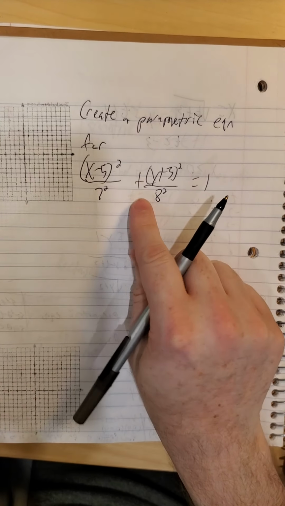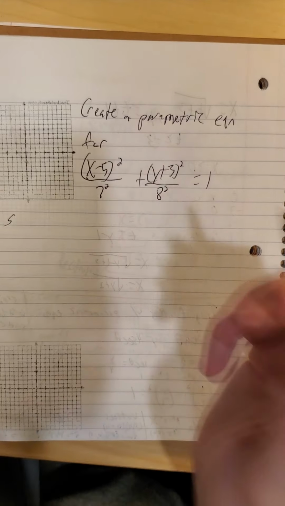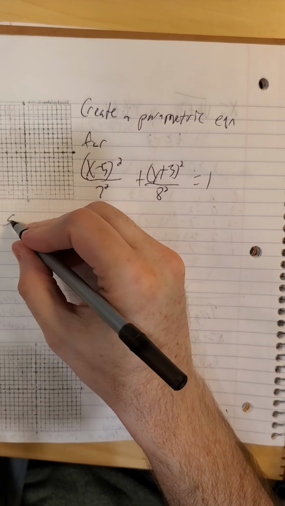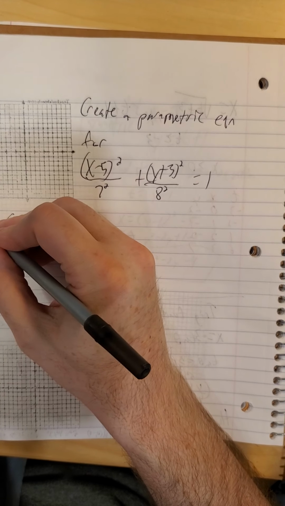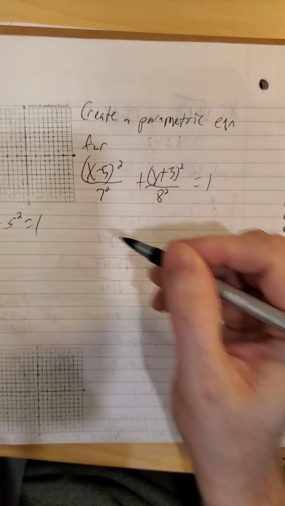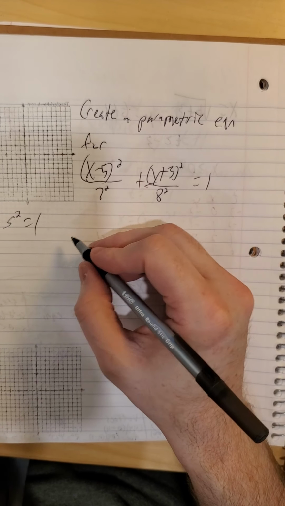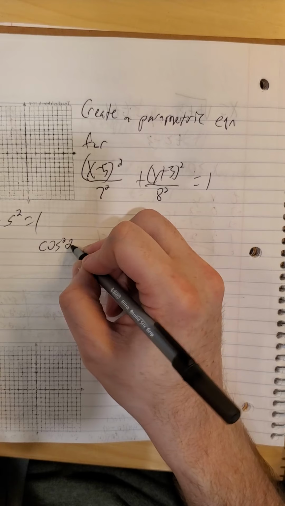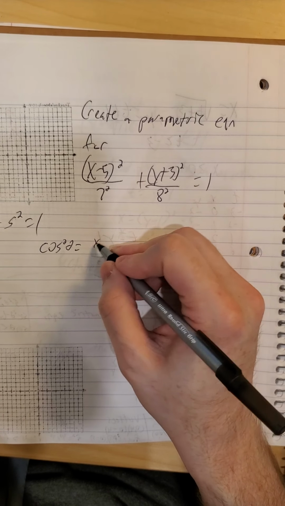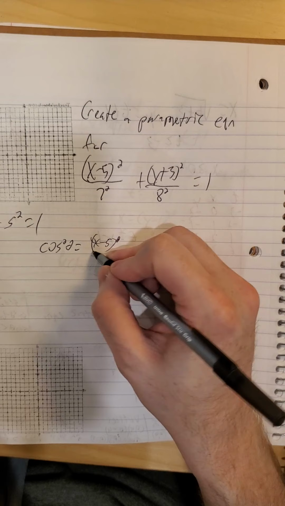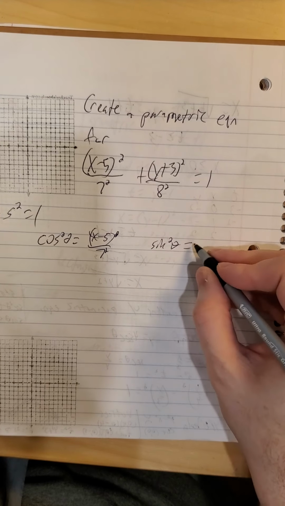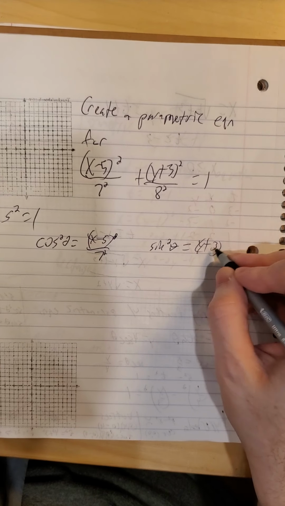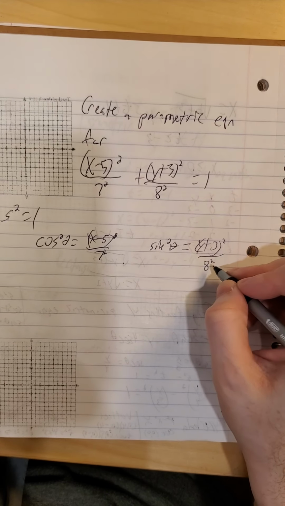So on this one we have the plus, so our most useful would be cosine squared plus sine squared equals 1. So we're going to let cosine squared theta be x minus 5 squared over 7 squared, and we'll let sine squared theta equal y plus 3 quantity squared over 8 squared.